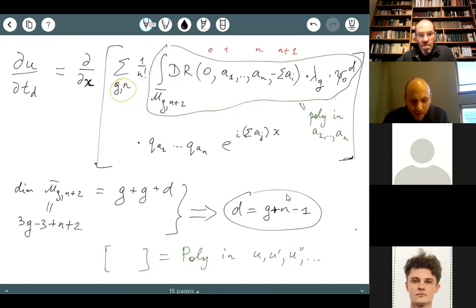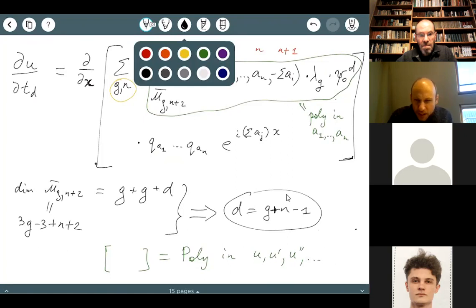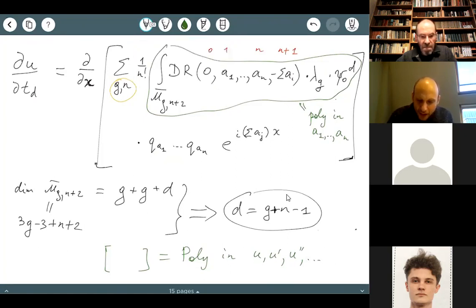So this is a little bit of magic in itself, but now you can do even more magic. This will be my last remark because I'm already just finishing. If, instead of lambda g, I put the total Chern class of the Hodge bundle, so maybe let me write it more honestly: lambda g plus h bar lambda g minus 1 plus h bar squared lambda g minus 2 and so on, and I plug it all here instead of lambda g, I get a quantum version of KdV.